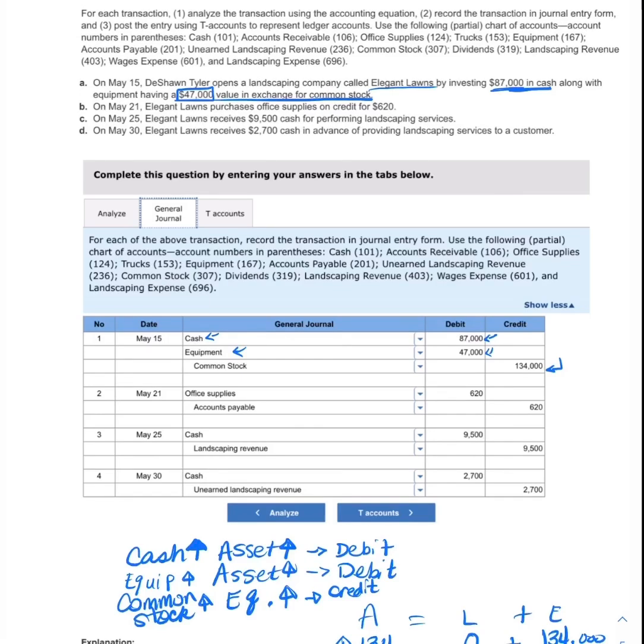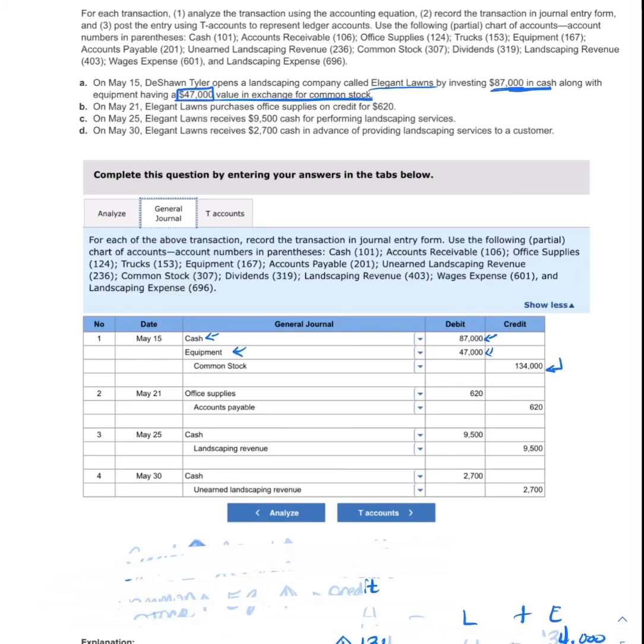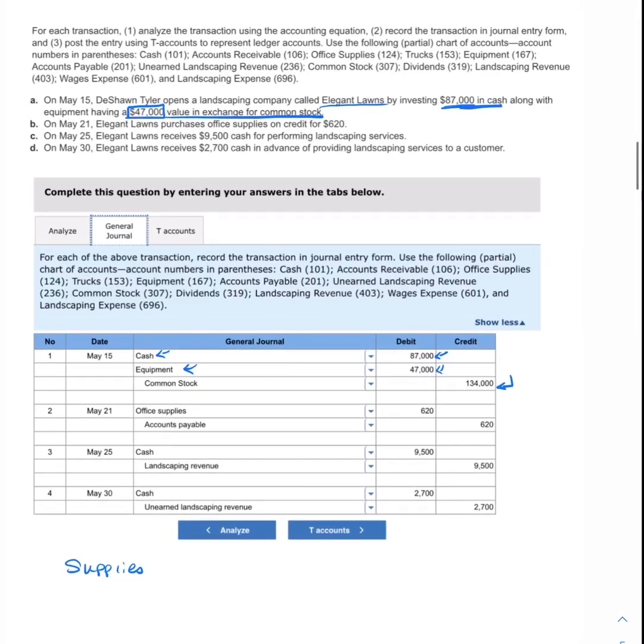So hopefully that one makes some sense, and we'll move through the rest of these slightly quicker, but we'll still go through the same process. So in the next question, we're told that we purchase office supplies on credit for $620. So what type of account is office supplies? And I'm just going to write supplies because it's shorter, but do make sure you use the proper account, office supplies, in your journal entry. So supplies have increased, and they are an asset, and when an asset increases, you debit the account. So you debit office supplies for $620.